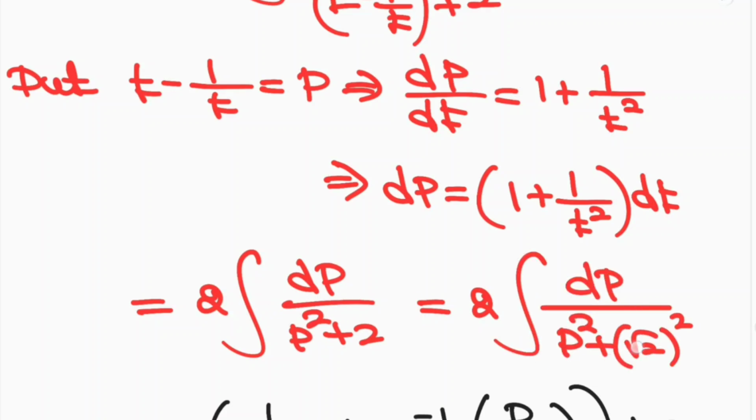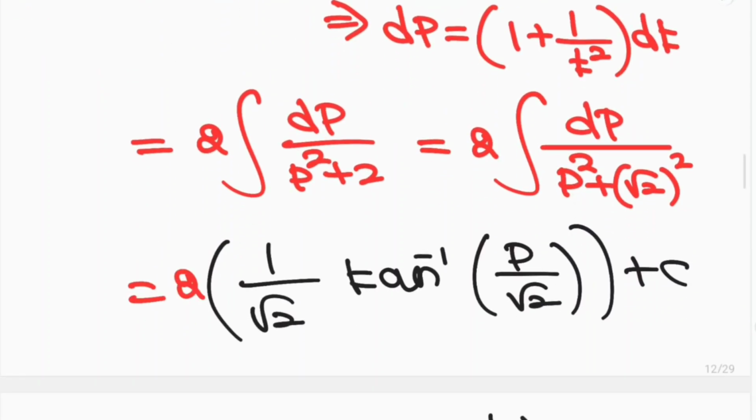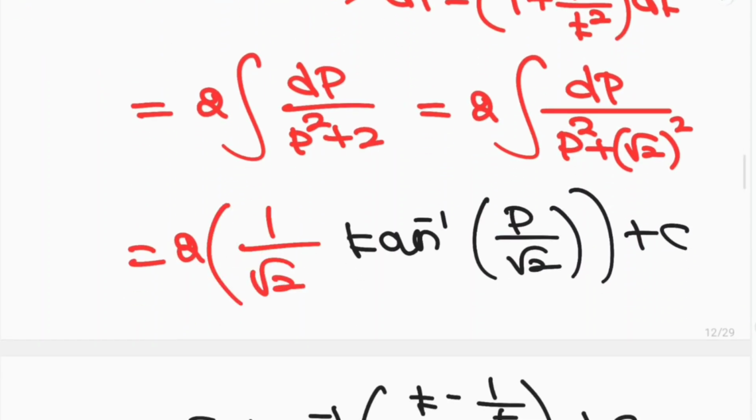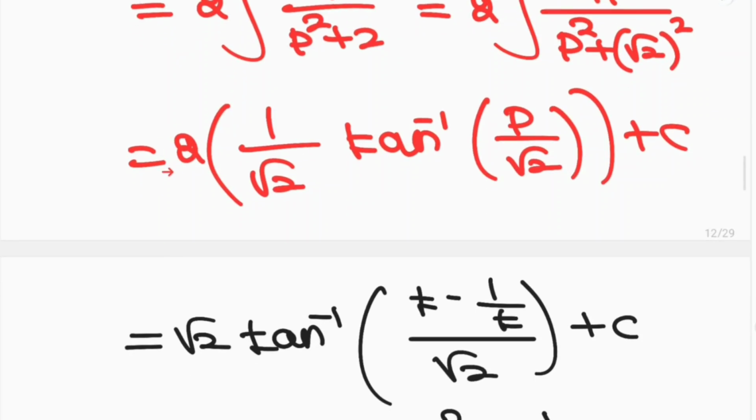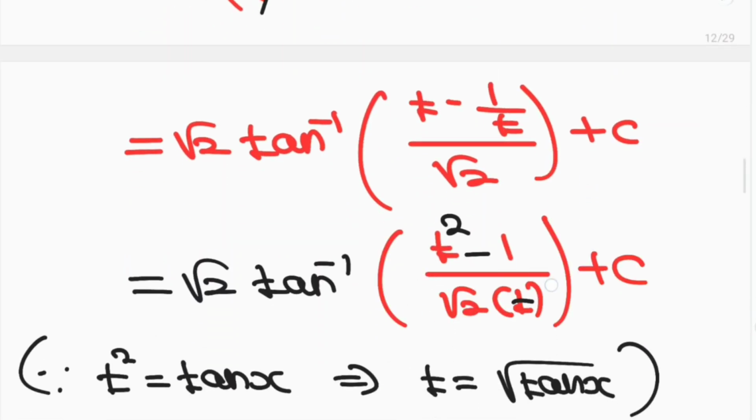So 2 times, what is this integration? dp by p square plus root 2 square, which is of the form x square plus a square, tan inverse. The formula is 1 by a tan inverse of x by a. So in place of a you have root 2. So 1 by root 2 into tan inverse of p by root 2 plus c. That is the format. Then this 2 we can write as root 2 into root 2, and one root 2 gets cancelled. So you are left with root 2. So finally root 2 times tan inverse of p, whose value is t minus 1 by t divided by root 2, plus c. Cross multiplying, we get t square minus 1 divided by root 2 times t plus c.